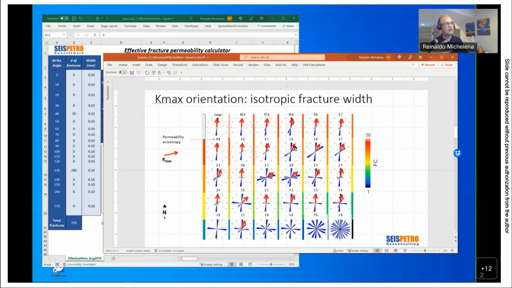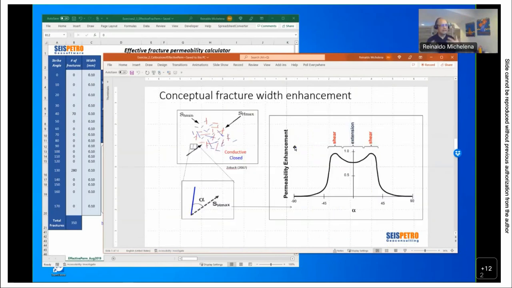And finally, the other aspect that the spreadsheet takes into account is the geomechanics. We discussed that for fractures that are approximately 30 degrees with respect to the maximum horizontal stress, we use a multiplier for those fractures.